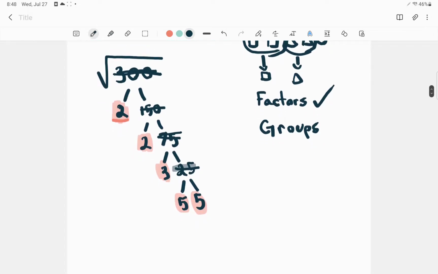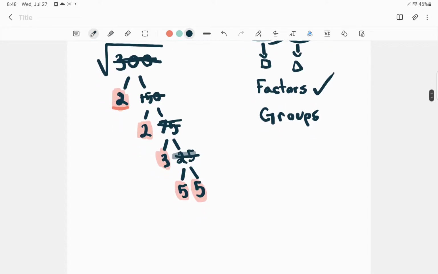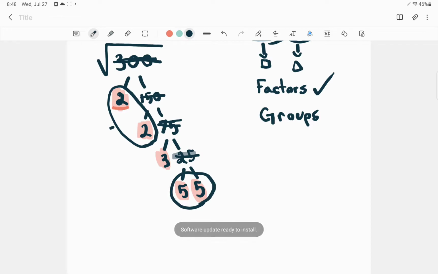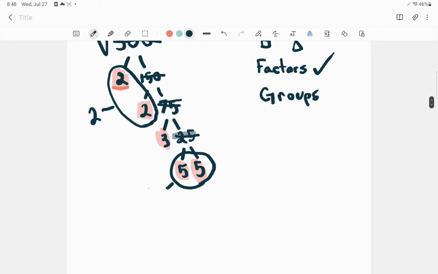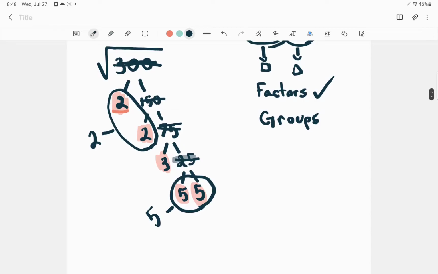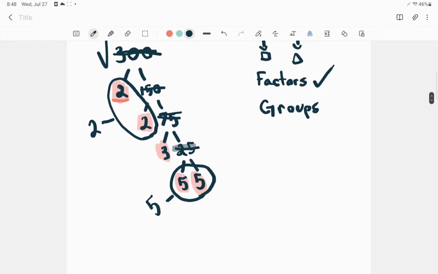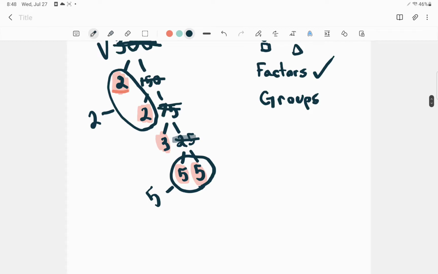So how are we going to do groups? Like I said, whenever you're working with square roots, you need to find groups of 2. So I'm going to circle whenever I have a group of 2. So I'm going to have this group, and I'm going to have this group right here. Okay, just like I did before, whenever I had triangles and squares, I'm going to push out only one of the numbers on the inside. As you can see, I have one group of 2, and I have one group of 5.